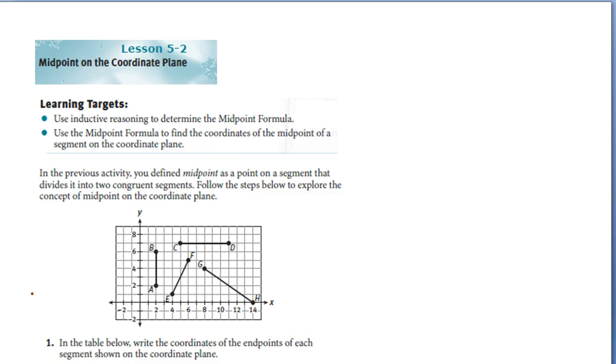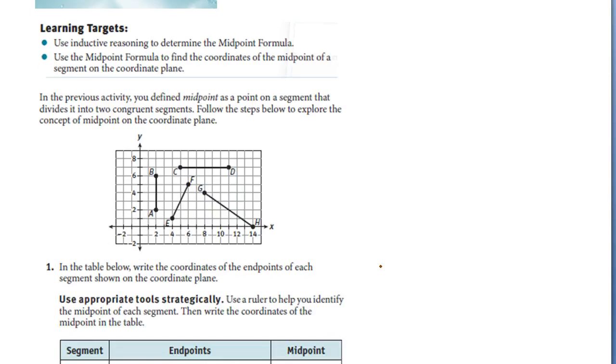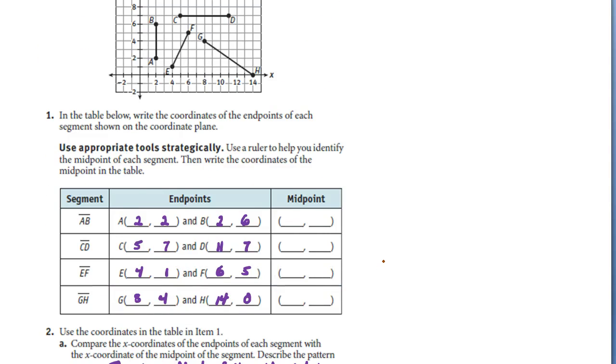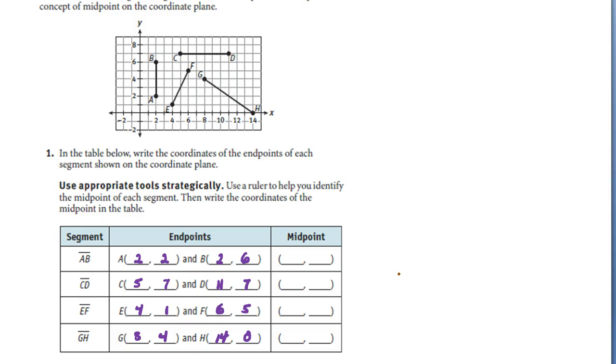In the previous lesson, we defined midpoint as a point on a segment that divides it into two congruent segments. Follow the steps below to explore the concept of midpoint on the coordinate plane. So here's a coordinate plane drawn with the x-axis and y-axis. There are several segments on there. These segments have endpoints. So question 1, in the table below, write the coordinates of the endpoints of each segment shown in the coordinate plane.